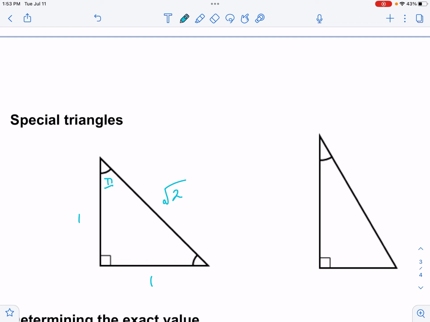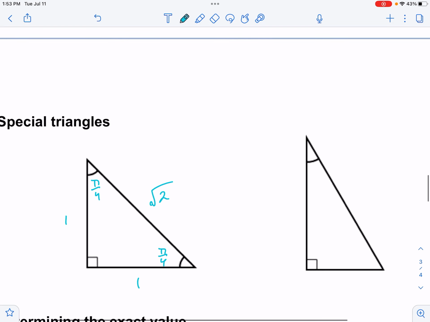We have a pi by 4 and a pi by 4. Pi by 4 is the equivalent of 45 degrees. Okay, this one is pretty straightforward to remember. You just really have to remember that it is pi by 4. The trickier one I find is the other one, the 30, 60, 90 triangle.